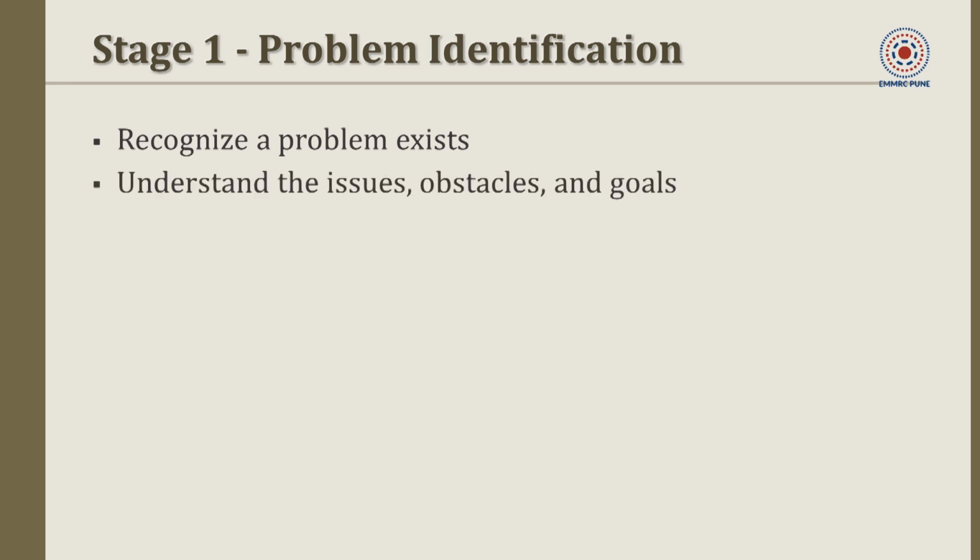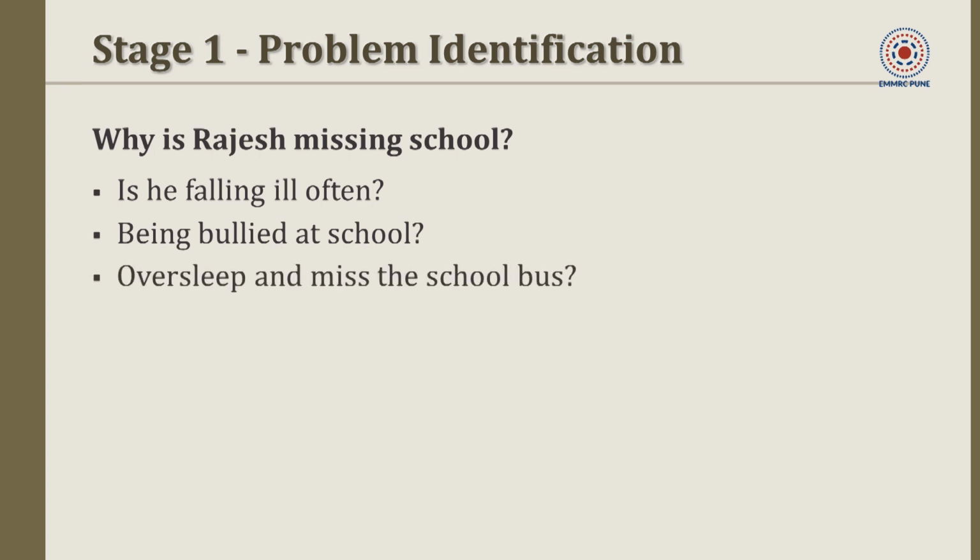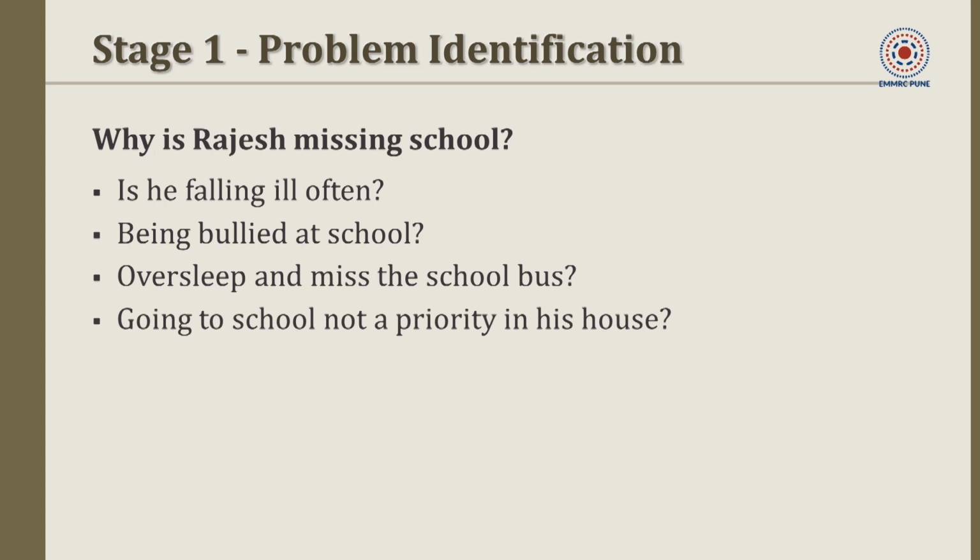This involves trying to understand what the issues, obstacles, and goals are. In some instances, this is easy. However, sometimes identification may be more complex. Let us take an example. Rajesh is routinely missing school. Why is this happening? Is it because he falls ill often? Is he being bullied at school? Does he oversleep and miss the school bus? Is going to school not a priority in his house? Unless the problem is correctly identified, it is difficult to progress to the next stage in problem solving.